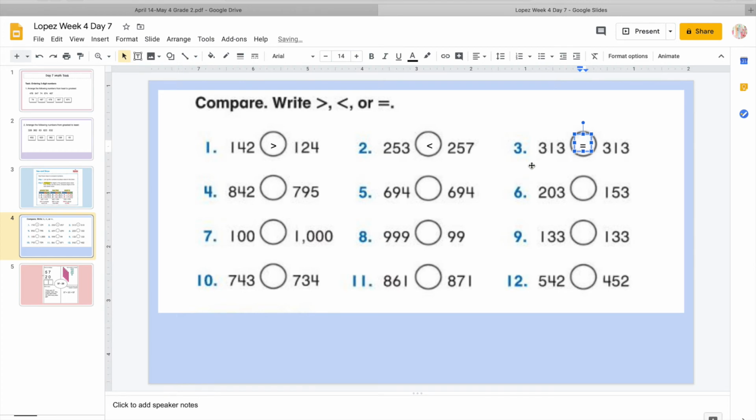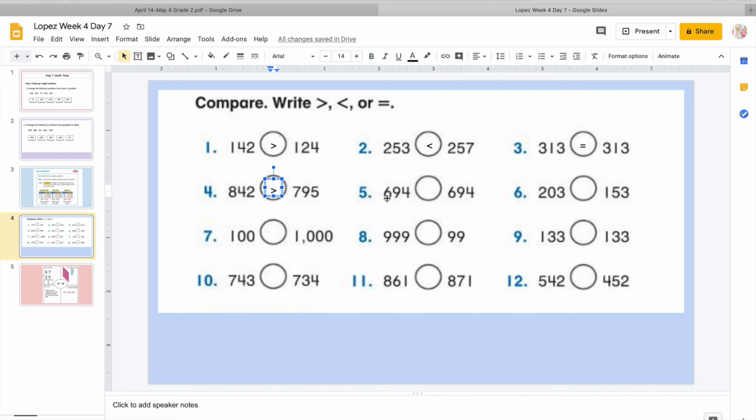I'm going to do a couple more, and then I want you to try some on your own, focusing on that place value. For number 4, we have 842, and we are comparing that to 795. So if we look at this and we are focused on the hundreds column in these numbers, 8 is greater than 7. So we know we don't need to move on and look at any other numbers, because we can tell just by looking at the hundreds column that 842 is greater than 795.